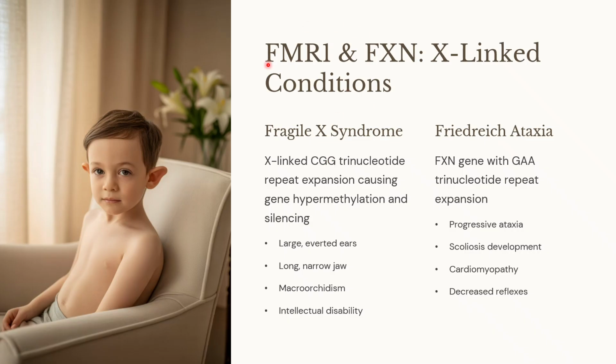Similar to the FMR1 gene, the other gene is FXN, which can result in an X-linked condition, but this is Friedreich's ataxia. Here, the trinucleotide repeat is GAA. So what will they present with? They will present with obviously ataxia, and in addition to it, cardiomyopathy, scoliosis, and decreased reflexes are also seen.